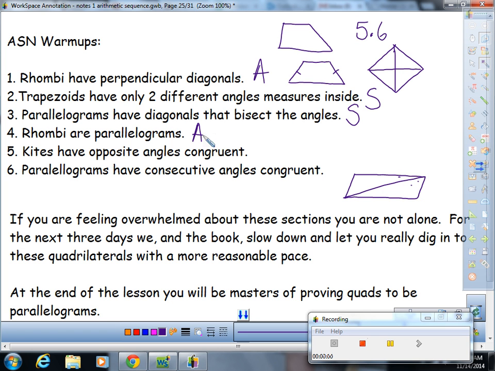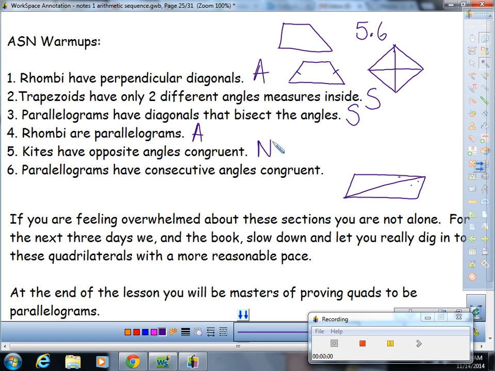Parallelogram. Kites have opposite angles congruent, not both of them. So that is actually never. But I'm going to try to stay away from questions like that because your book would have that answer as sometimes. Your book and I disagree on the definition of a kite, but it's okay.